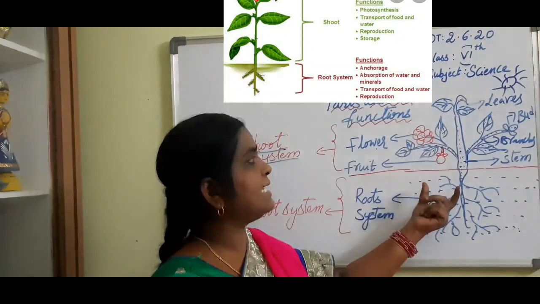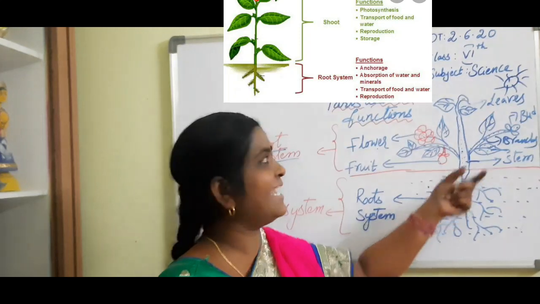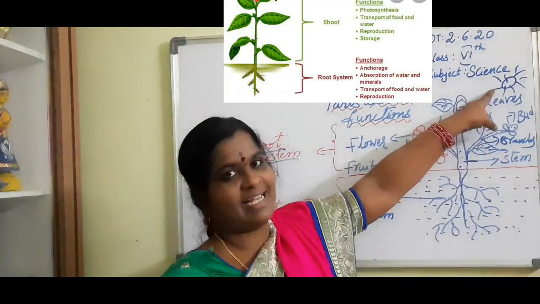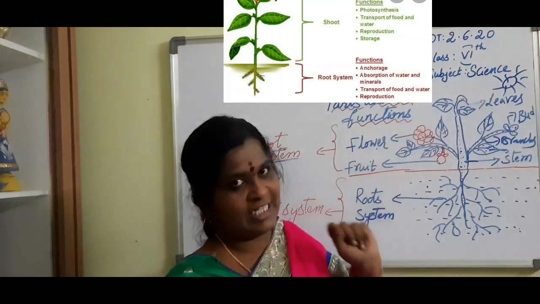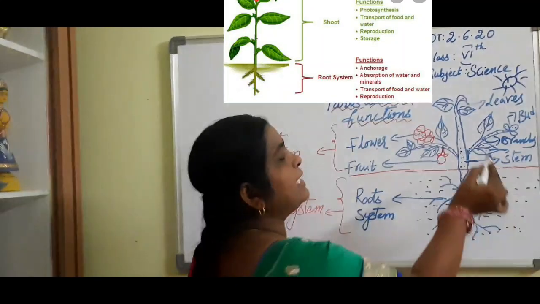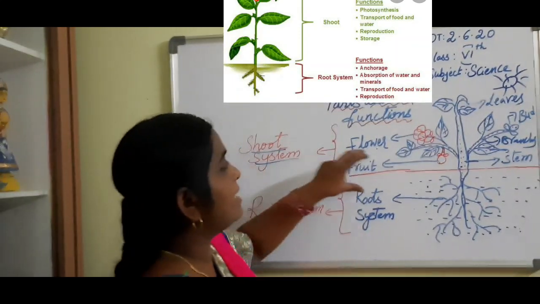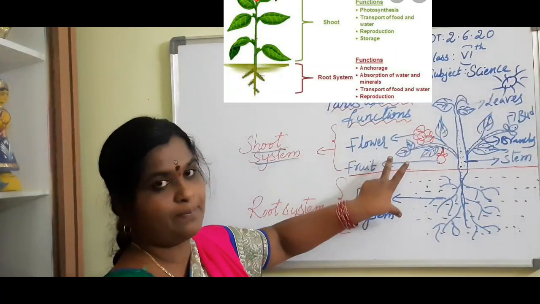So the plant gets energy, but it prepares its own food material in the presence of sunlight by a process called photosynthesis. Whatever food is prepared is stored in the leaves. Okay, this is the structure of the plant.